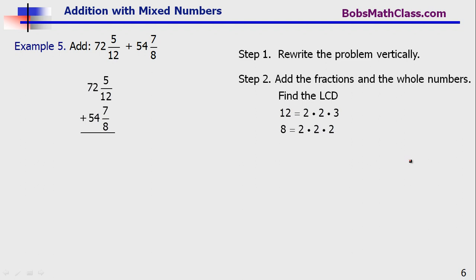So the LCD will have the greatest number of 2's that occur in either row and the greatest number of 3's that occur in either row. The most 2's in either row would be 3. The greatest number of 3's in either row would be 1. So 3 2's and 1 3 will be our LCD, which is 24. And probably most of you saw that 8 and 12 go into 24 without doing that. But it's still a good habit to know the process, because sometimes those denominators get kind of large and it's hard to see what the LCD is.